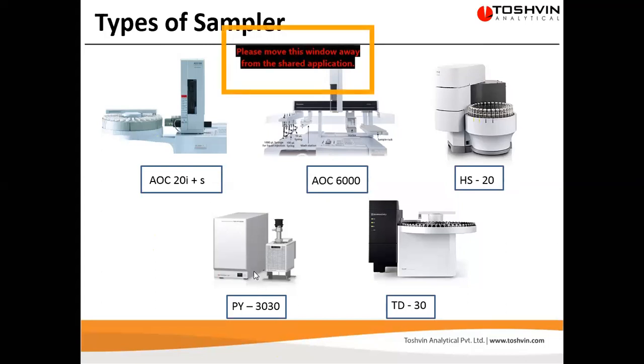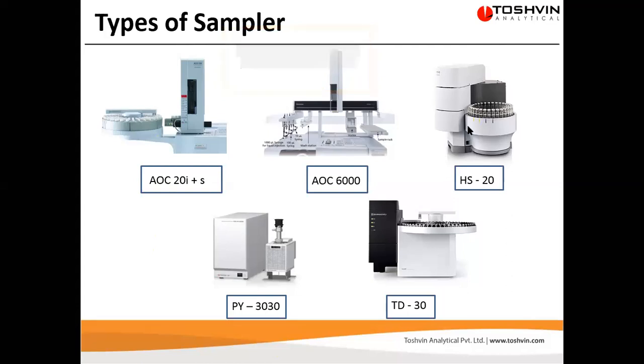PY3030 is a pyrolyzer, normally used for the analysis of polymeric compounds. TD, thermal desorption, TD30 is the model name. This is again one accessory. Normally this is used for air analysis, air monitoring. So I'll explain a little bit about these two accessories, HS20 and TD30.